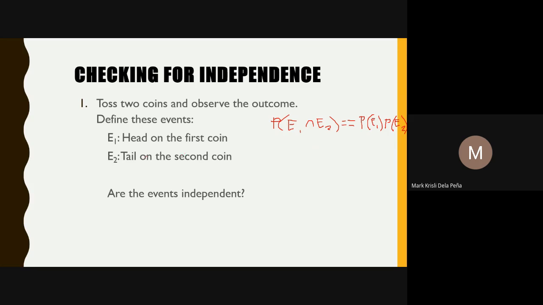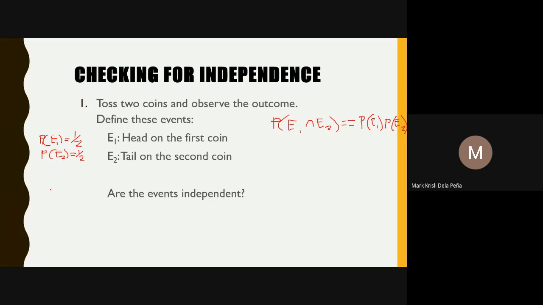So what's the probability of E sub 1 first? The probability of E sub 1 is 1/2, right? And the probability of E sub 2, we get a tail on the second coin, so it's also 1/2. Now, can we say that these events are independent?